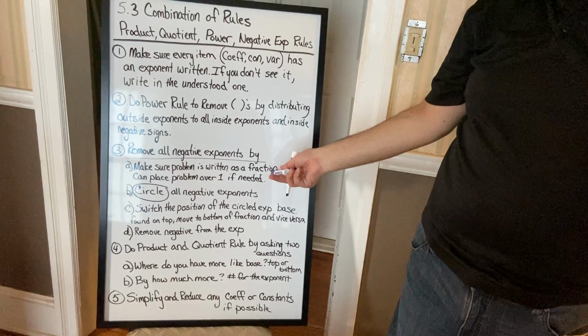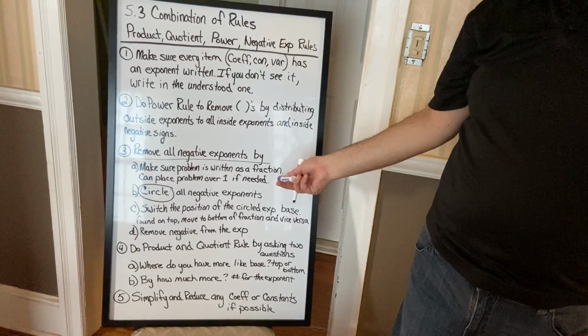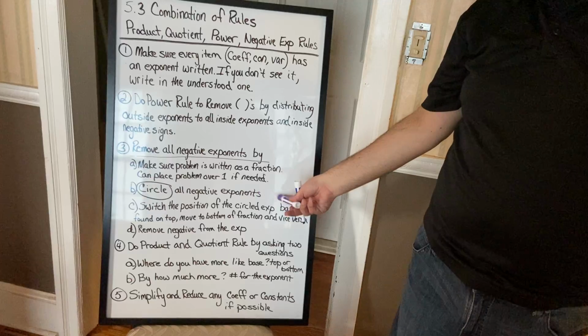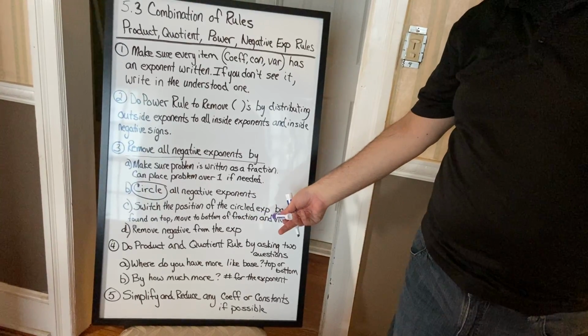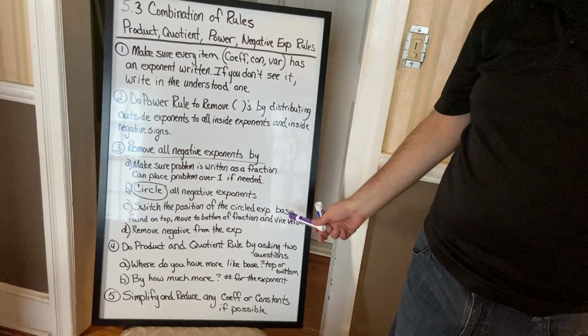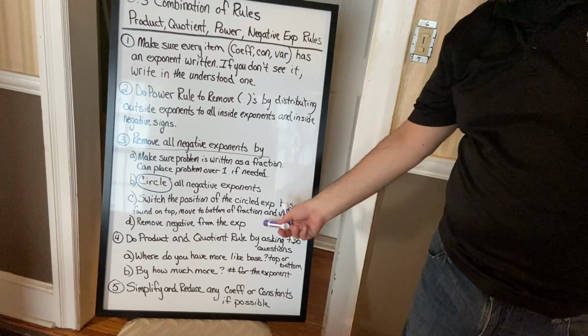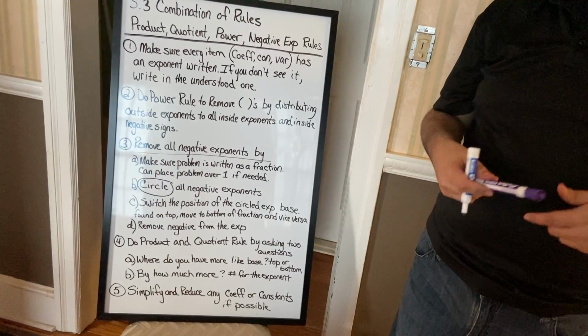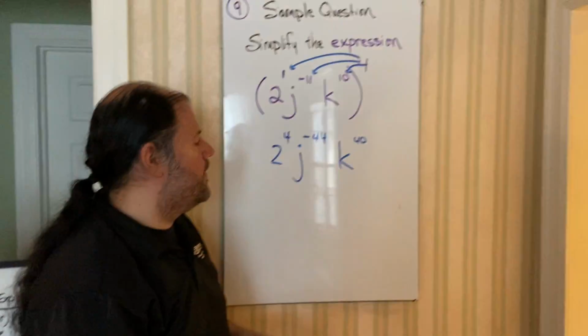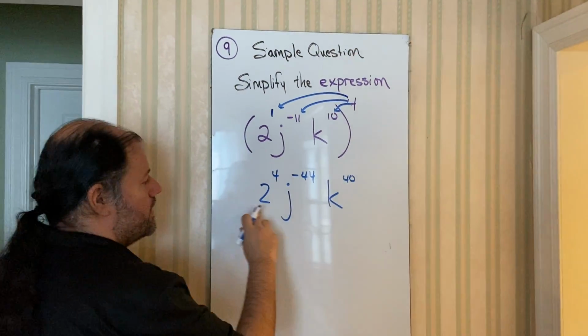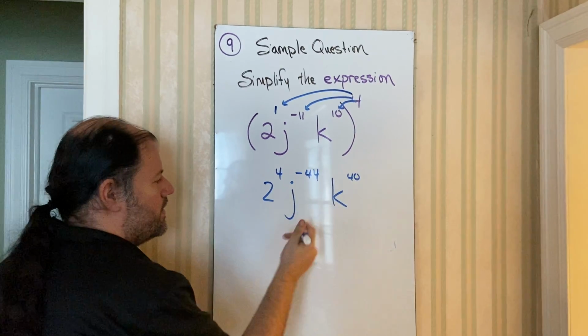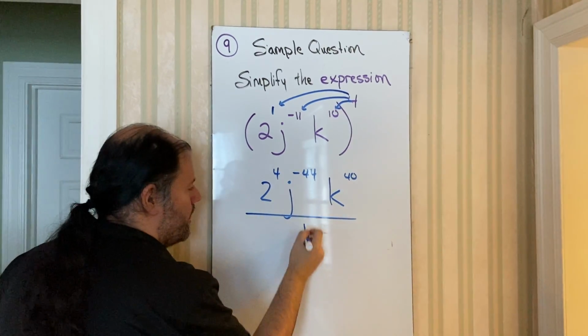Next step, once we did the power rule, let's get rid of any negative exponents. Remember, is the problem written as a fraction? No. So we're going to put in a fraction bar for ours, then circle, and then switch the position of the ones that will have the circled exponent. Remember, switch that base. And then remove the negative once you switch the base from the exponent. So notice I told you that this is not a fraction bar, so we can just put it over 1.